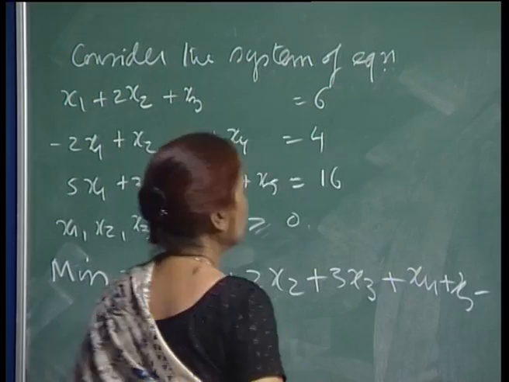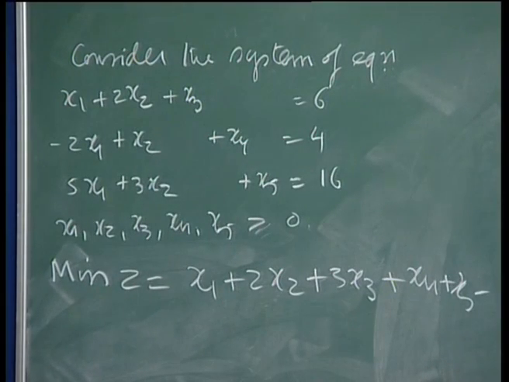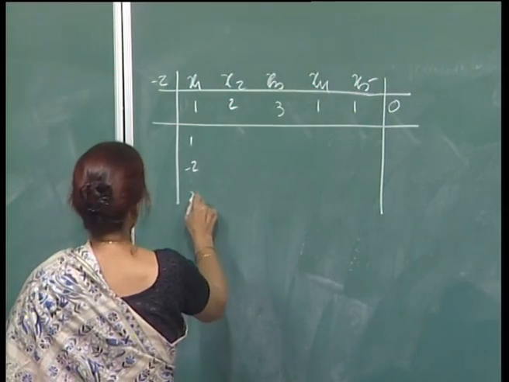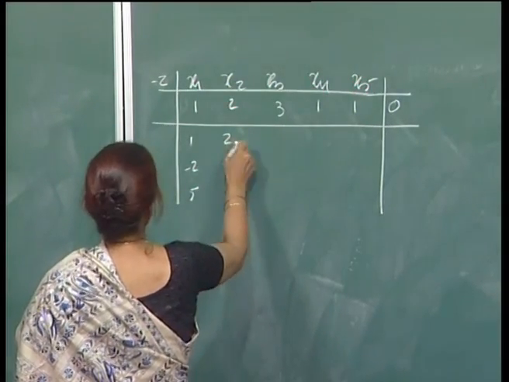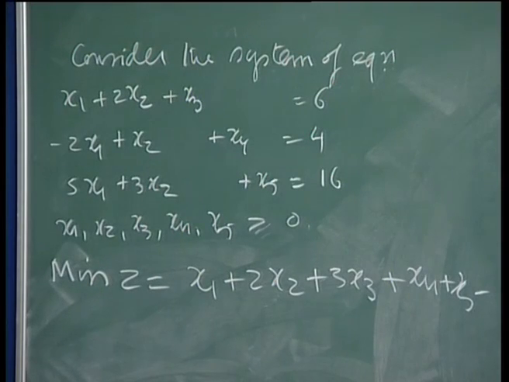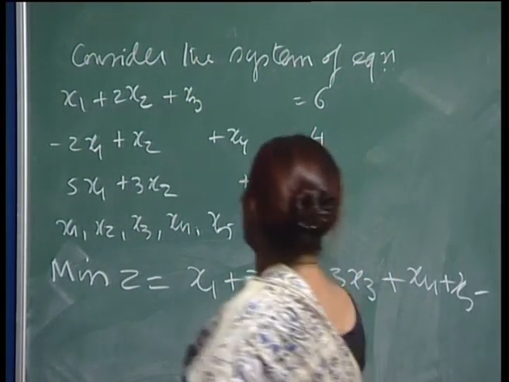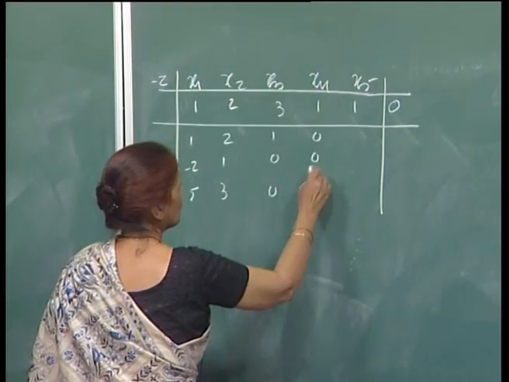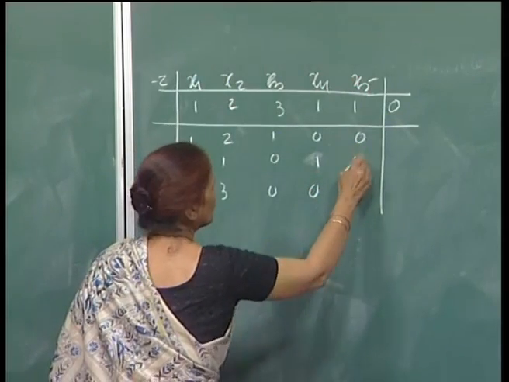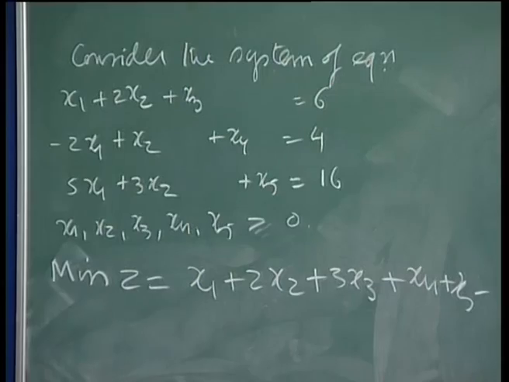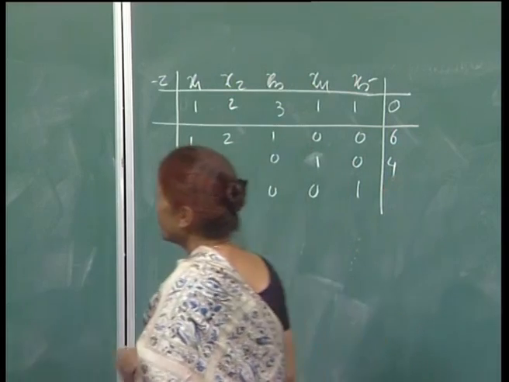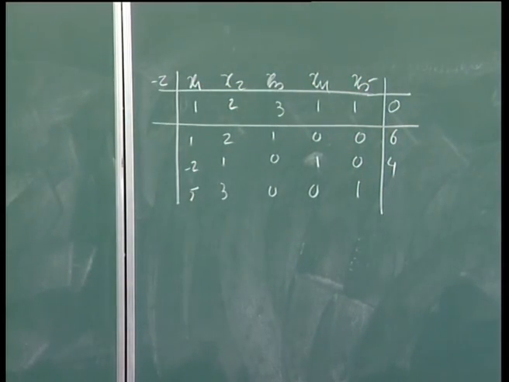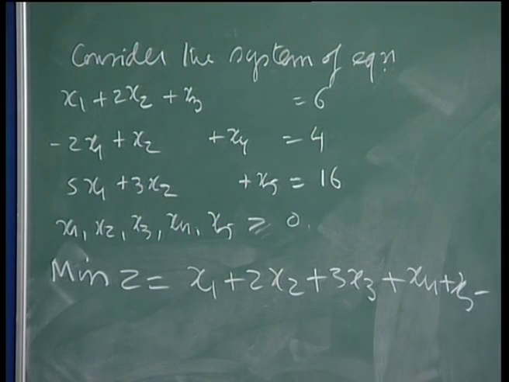Then, to separate it from the equality constraints, we now have 1, minus 2 and 5, 2, 1 and 3, and x3, x4, x5 are all units. So, this is 1, 0, 0, 0, 1, 0, 0, 0, 1. Then you have here 6, 4, and this is 16. Okay, 6, 4 and 16.